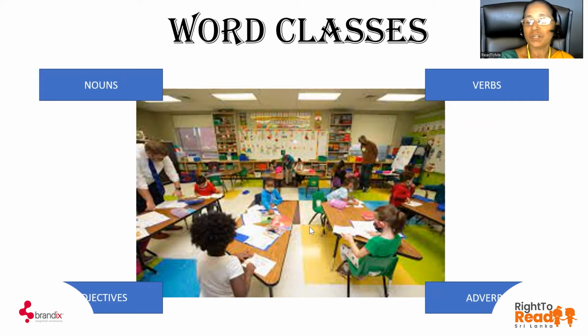Look at the picture. It's a picture of a classroom. You can see students, children, teachers. You can see lots of people. Then what else? A place. This is a classroom. And things: books, desks, chairs, pictures. Lots of things. What do you call them?